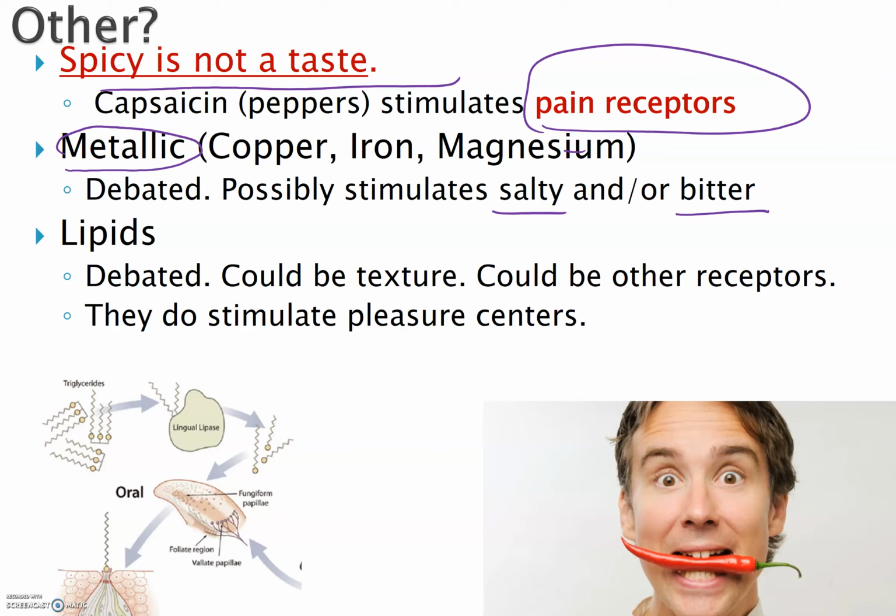Lipids are debated too. According to my nutrition books, which are now 15 years old, it could just be the texture of the lipids that goes to your pleasure center. Others claim it's receptive.